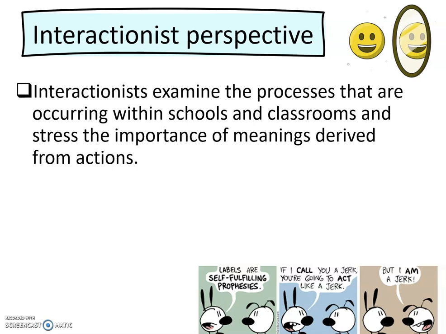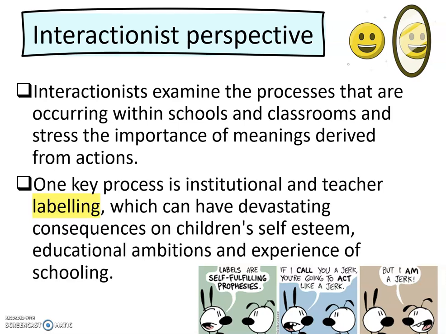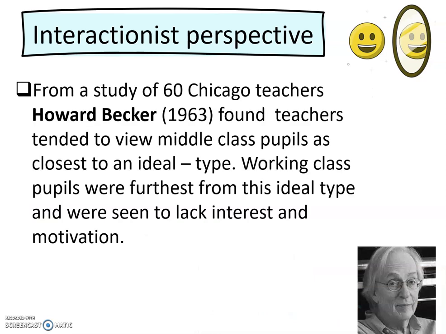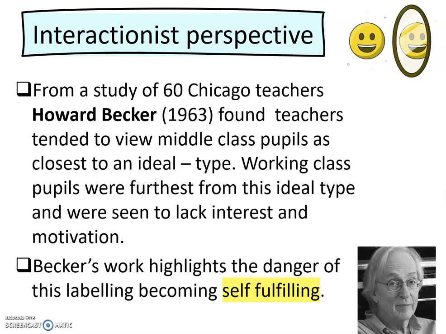Interactionists examine the processes that are occurring within schools and classrooms and look at how your actions have meaning to them. So for instance, within schools and institutions, we do label students, whether it's conscious or not. And obviously that can have a big impact on students and how you experience school, whether you've been positively labelled or negatively labelled. So Becker, again, we will come back to him when we do crime as well, found teachers viewed middle class pupils as the ideal type of pupil, whereas working class were the furthest away from that ideal, and they were seen as lacking interest, not motivated. And obviously that can then become a self-fulfilling prophecy.